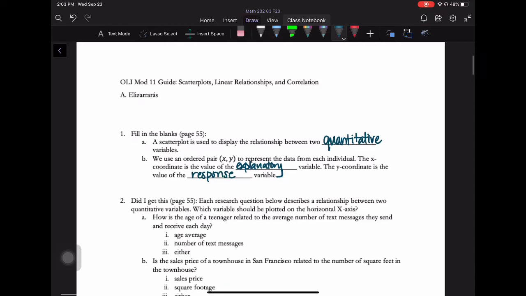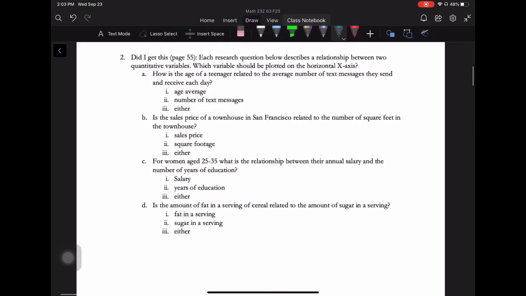Continuing on to the "Did I Get This," each research question below describes a relationship between two quantitative variables. Which variable should be plotted on the horizontal x-axis? Well, what you need to think about here is what makes sense to explain a response that we're measuring. What are we measuring and what is our input?